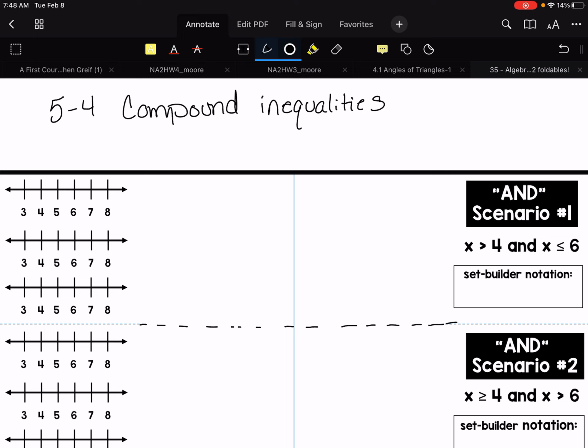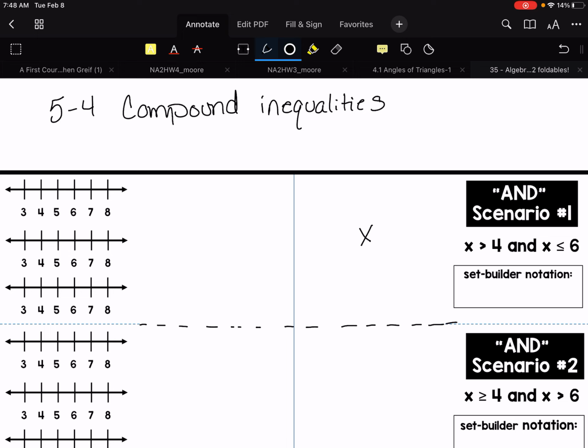So first thing here, we've got this and scenario. We'll do probably about 3 examples of each of these different kinds of scenarios. So that way we've got some examples, and then tomorrow there'll be a practice. So the first one, we've got x is greater than 4 and x is less than 6. So we're going to end up having our x in the middle.